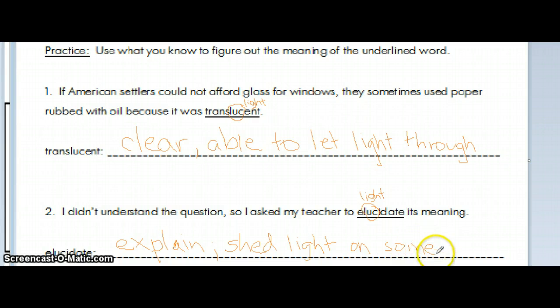Great. So that's how I've used my knowledge about this new root that means light to figure out the meaning of new words.